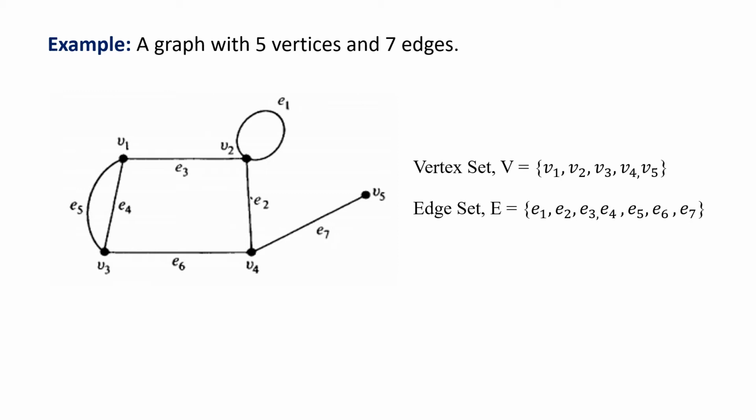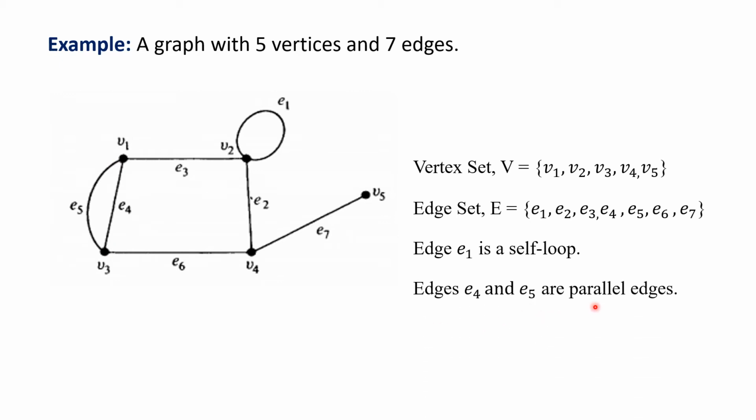And here E1 is a self-loop because its end vertices are V2 and V2 itself. So same end vertex, so it is a self-loop. Now consider E4 and E5. E4 and E5 have the same end vertices V1 and V3. So they are parallel edges. So here edges E4 and E5 are parallel edges.